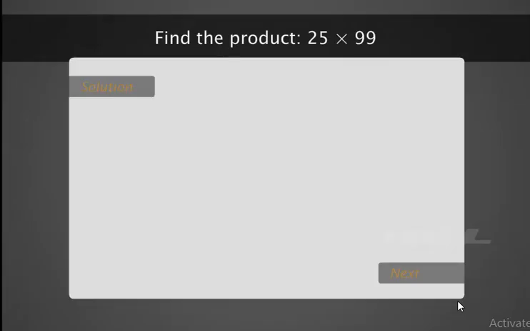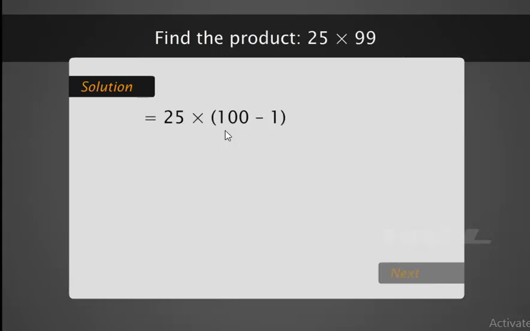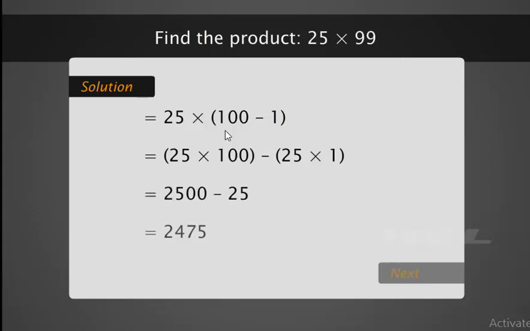Now, think of a simpler way to find the product of 25 and 99 using the distributive property. We can write 99 as 100 minus 1. Next, we apply the distributive property of multiplication to find the products, and then we find the difference.